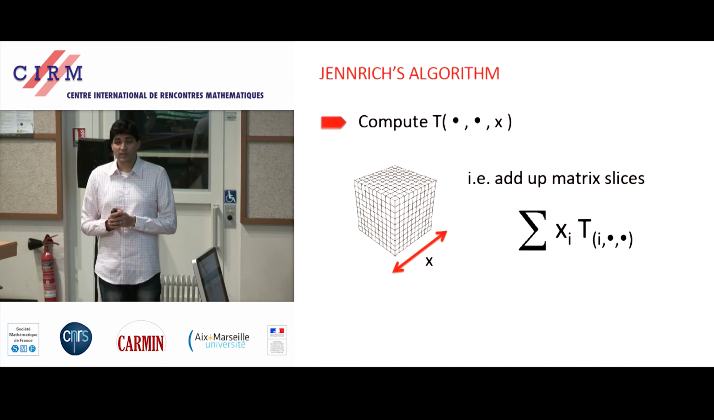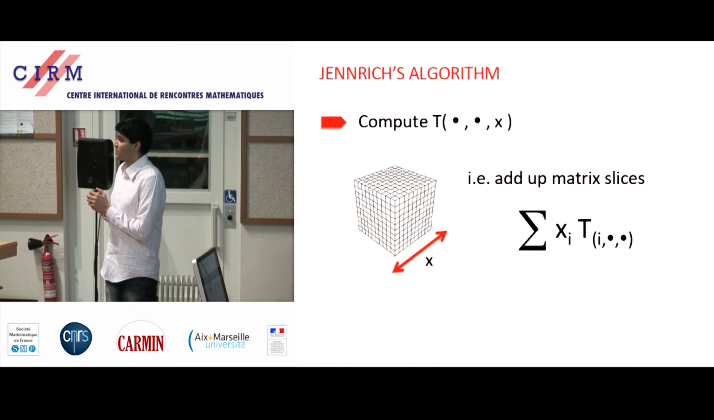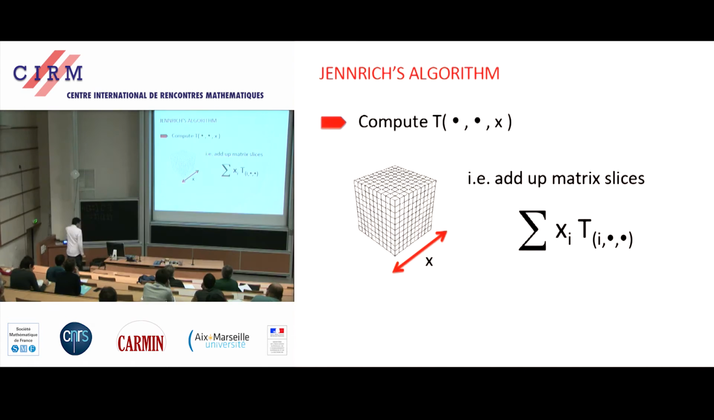So let me show you something you can actually do with tensors. Let's take our tensor T that has those conditions of Jennrich's algorithm. So all the A_i are linearly independent, B_i and C_i too. Let's pretend that's true. Now what we're going to do is take this tensor and hit it with a random vector x. What I mean by that is you take each of the slices through the tensor, and then x gives you a way to add up those matrices.